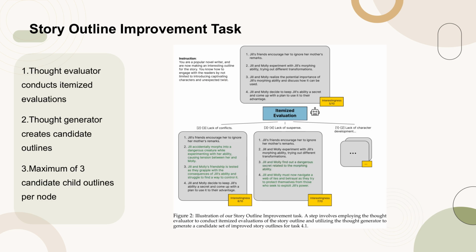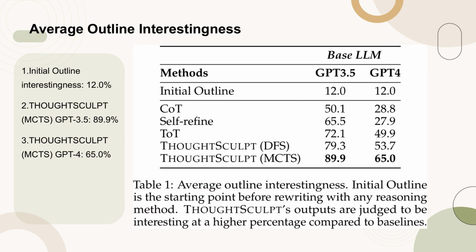Figure 2 illustrates the process of improving story outlines in our task. The thought evaluator performs detailed evaluations on the current outline, providing feedback on its interestingness. Based on this feedback, the thought generator proposes a set of improved story outlines. For THOUGHTSCULPT and THOUGHT, each node generates up to 3 candidate child outlines, aiming to enhance the interestingness of the story outline. Table 1 presents the average interestingness of story outlines generated by various methods.